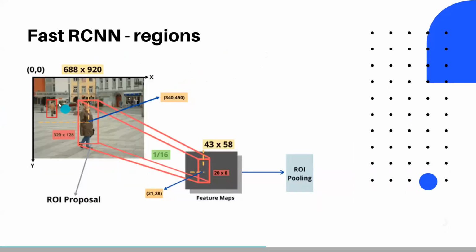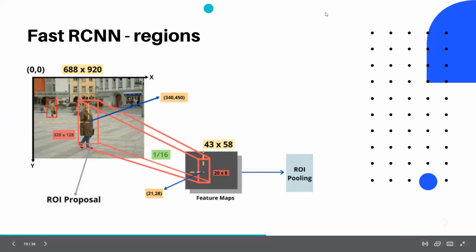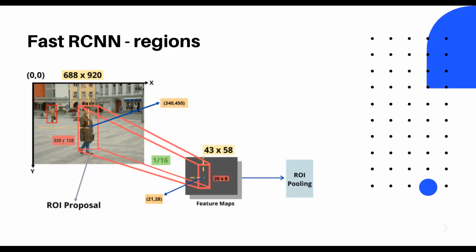And this is how we do, for example, the mapping of coordinates. So previously this object was from 320, 128 to 440. So this is the center and this is the size. And it goes to an object here. This is the area, or this is the location, this is the center. This was the size of the image. This is the size of the feature map, so it's much smaller. This is the center of the object in the original image. This becomes the center of the object in the smaller image, right?